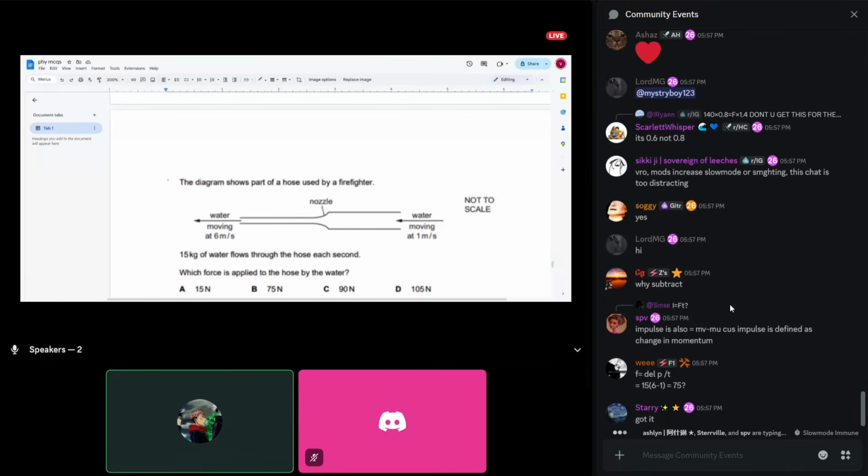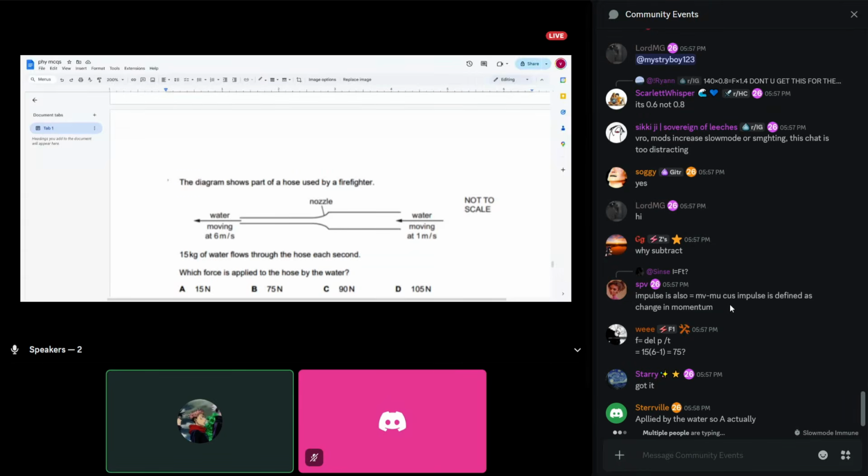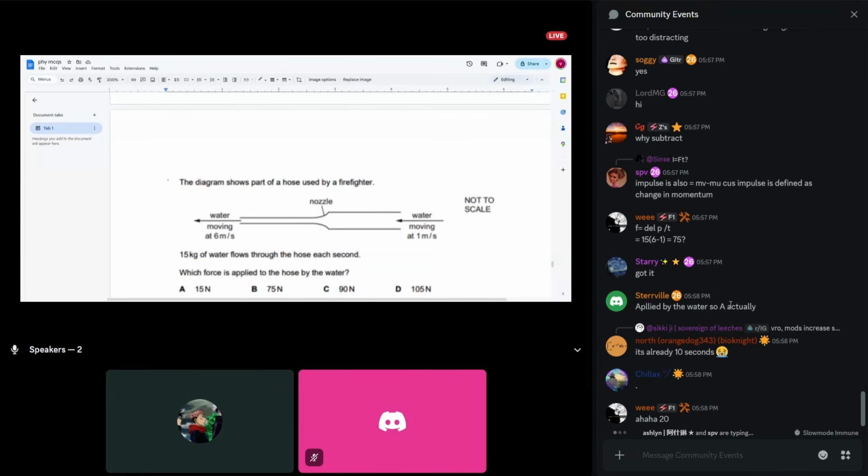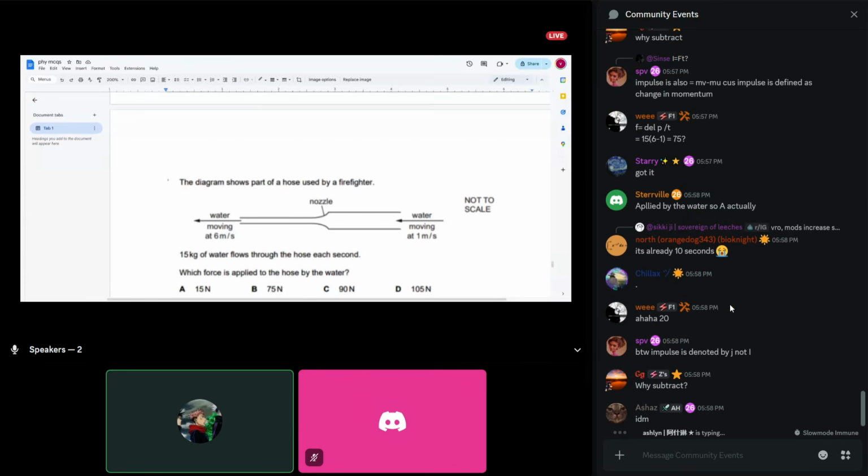Mods, could you set the slow mode to about 20 seconds? Because this is extremely chaotic. Yeah, 20 seconds. I'm serious.